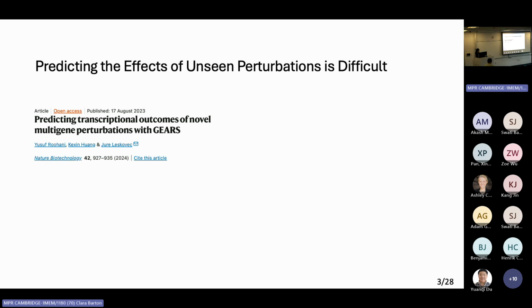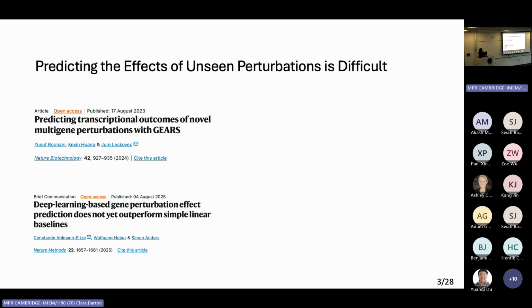So this problem has been acknowledged to be quite difficult. This paper called GEARS is one of the first few deep learning-based approaches for solving this question using gene ontology and a graph neural network. But then 2 years after this was published, there's a paper that says those deep learning methods, including GEARS and some others, actually do not yet quite outperform very simple linear baselines.